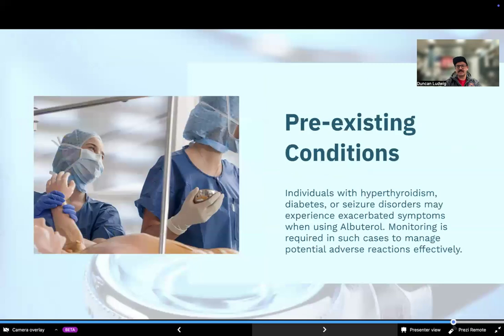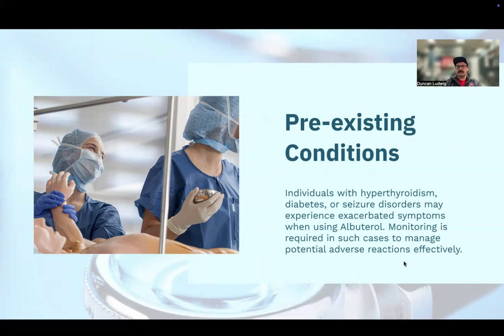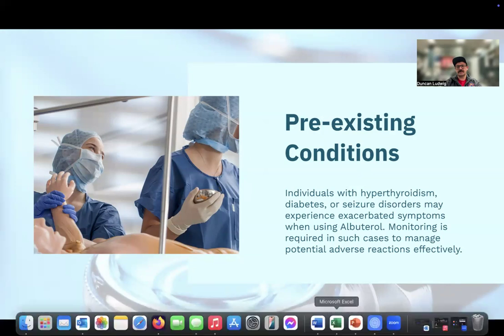Some pre-existing conditions to be mindful of, to see if there can be any exacerbation of the medication or undesired effects: people with hyperthyroidism, diabetes, seizure disorders. Their side effects from the albuterol may be ramped up a little bit due to those other disease processes.